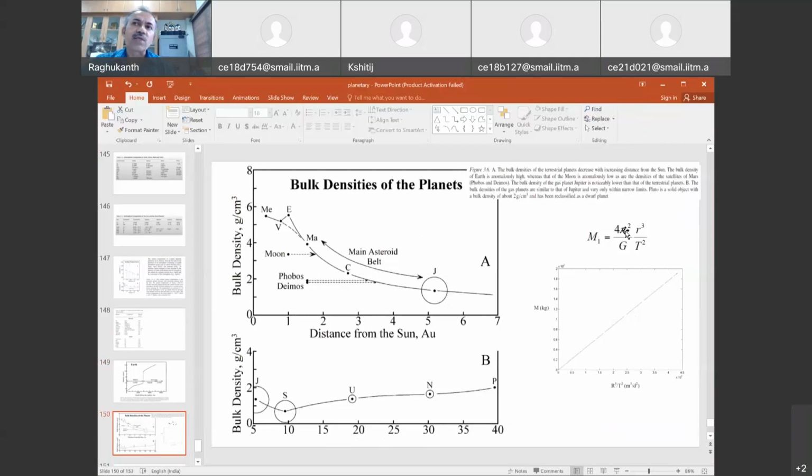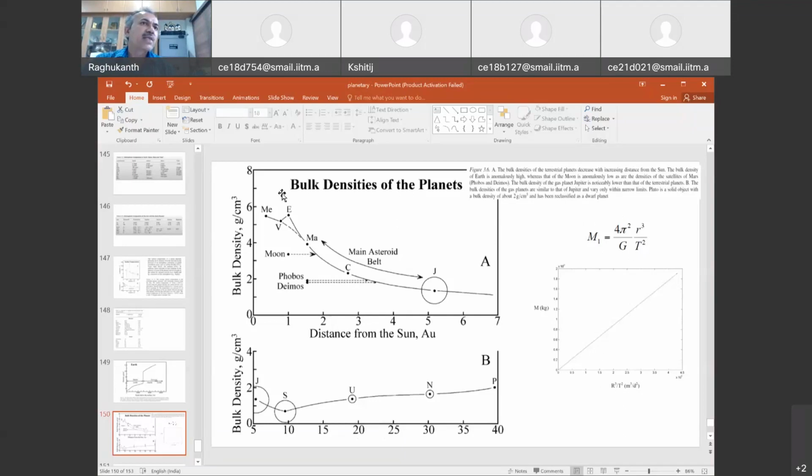G is the gravitational constant. R is the radius, the semi-major axis, that A, whatever I showed there, and T is its orbital period, basically. So if you know these numbers, you can easily calculate the mass of a planet. If you plot it, it is like a straight line, R cubed by T squared. So if you know the radius of the orbit and the orbital period, you substitute here and you can easily find out the mass. Once you know the mass, density is mass per unit volume, and volume is for a sphere, so you know the radius of that planet, and then you find out these values here. So this is how the densities look.